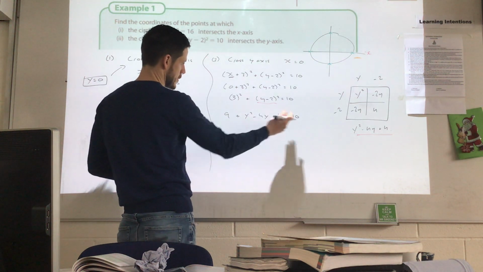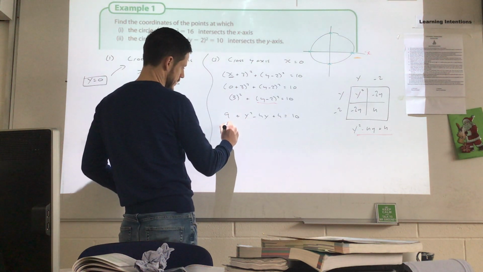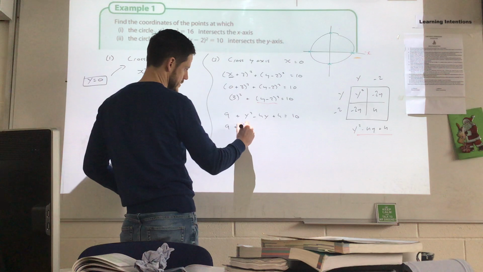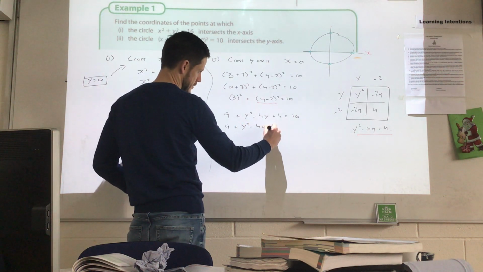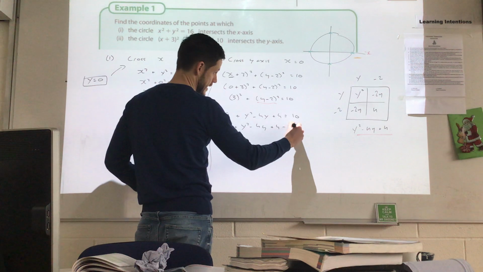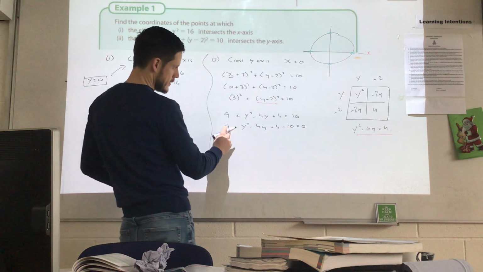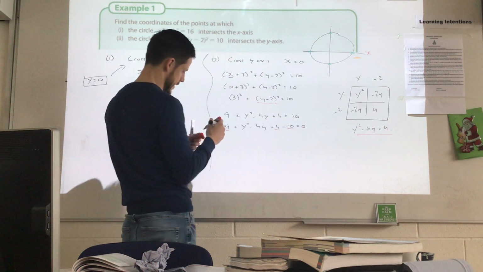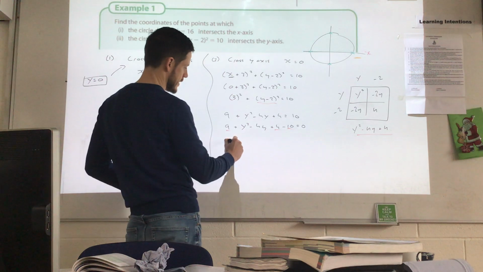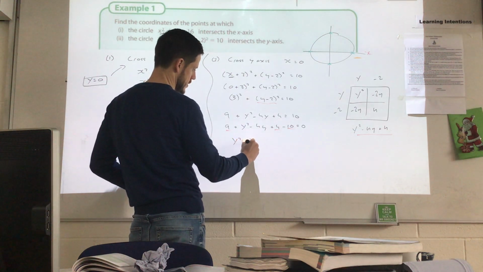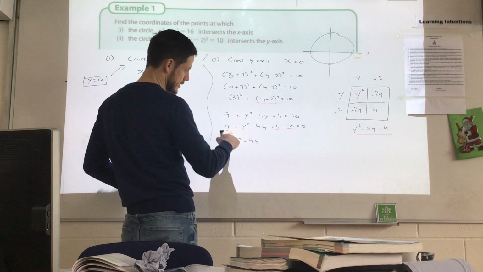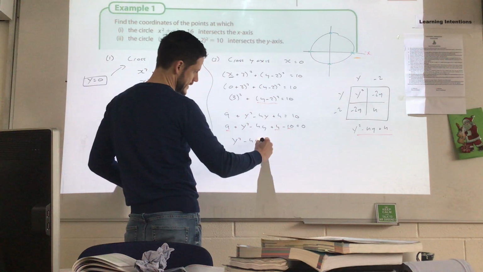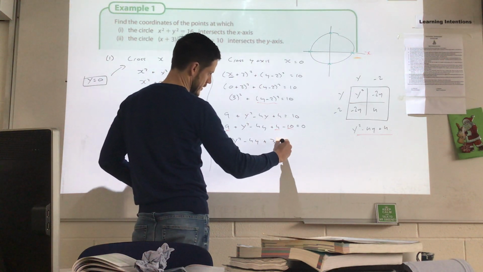Now, I'm going to bring everything to one side. 9 plus 4 is 13, minus 10 is 3. So I can get y squared minus 4y plus 3, and to simplify these, 9 plus 4 is 13, minus 10 is plus 3. It's all equal to 0.